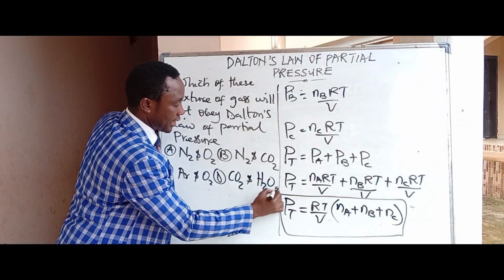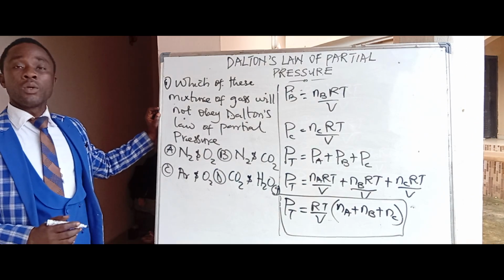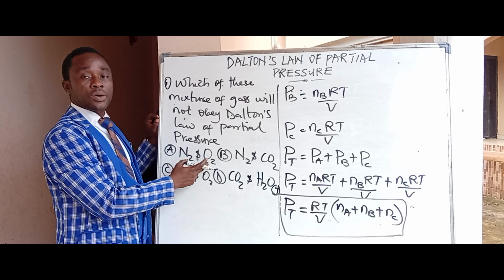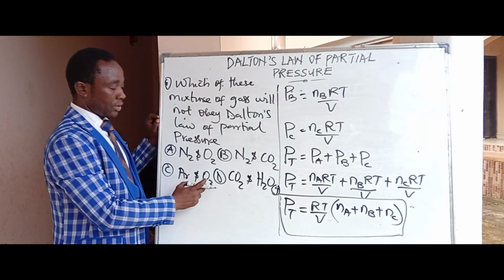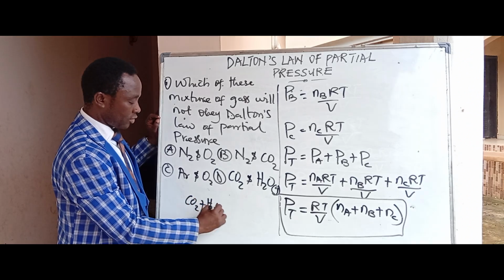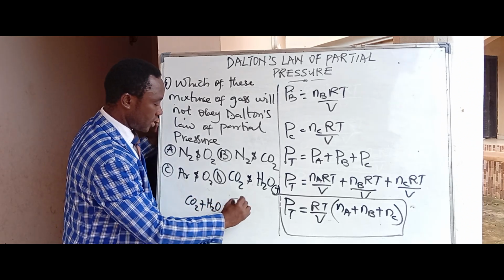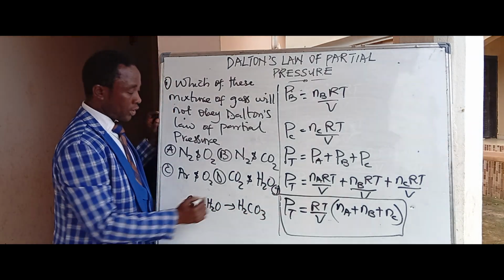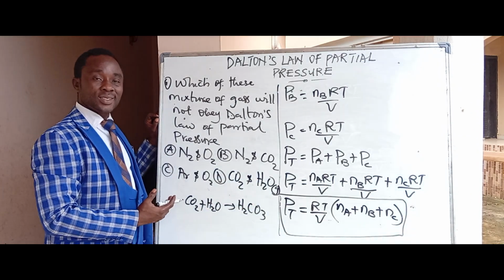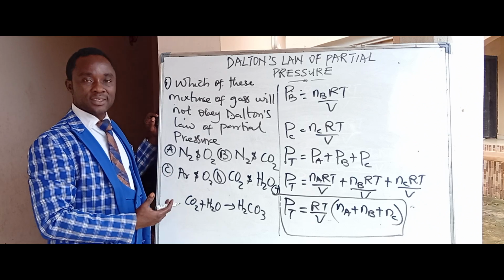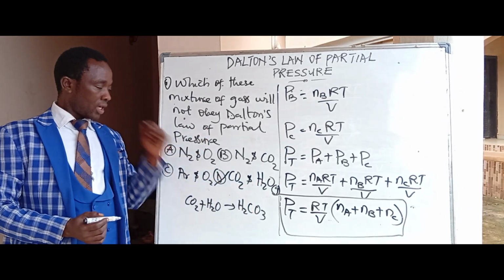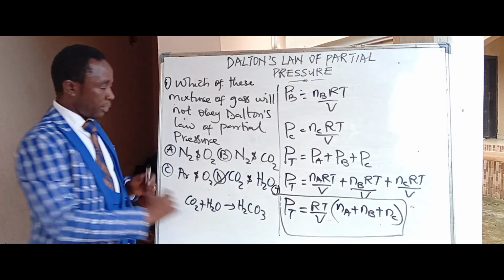Water vapor, that is the gaseous water. Now if you look at this, you find that these two gases cannot react together, these two cannot react, these two cannot react, but you can take carbon dioxide and water, they will react together, of course, to give us H2CO3. So these two gases can react together, and Dalton's law of partial pressure says the mixture of gases must not react together. So this is the answer. This mixture of gases will not obey Dalton's law of partial pressure.